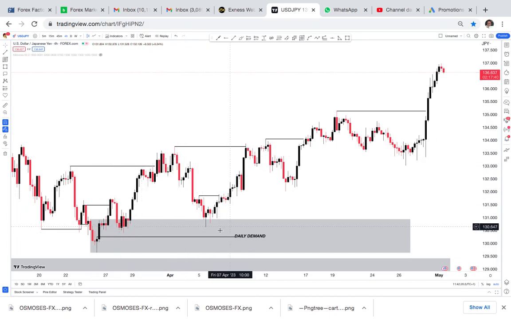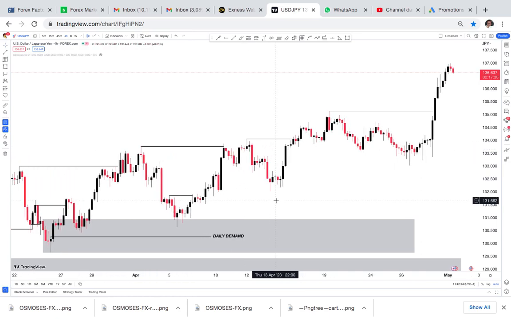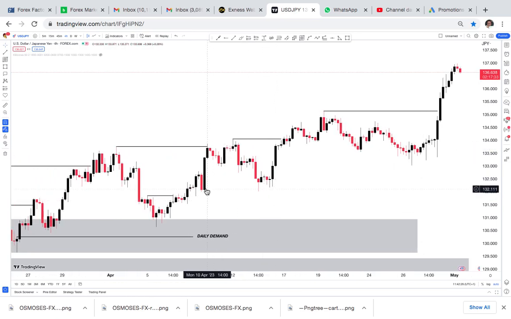Price came back, tapped into daily demand and broke. So what do we have here? We have the impulse here. This is the impulsive. So this one here is not a major demand. It's a premature demand, but it held due to the impulse, I guess.